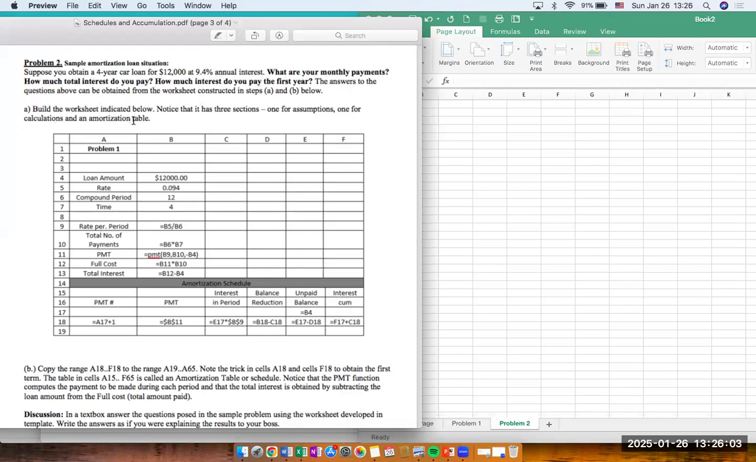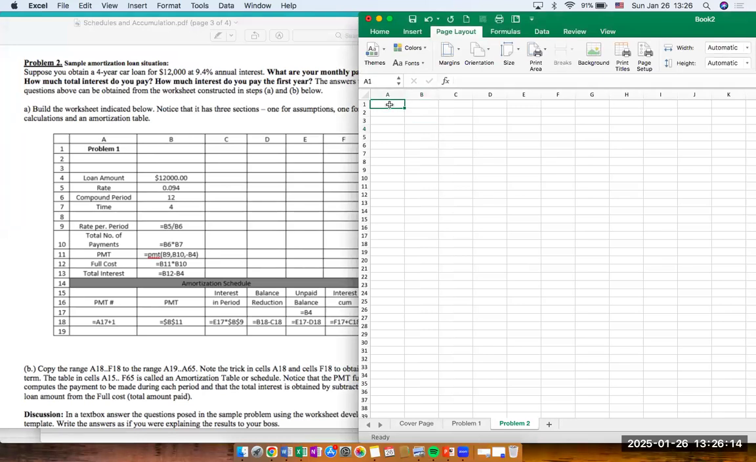So build the worksheet indicated below. Notice that it has 3 sections, one for assumptions and one for calculations, and then the table. So it's just right here. So let's go ahead and copy this. And it says problem 1 at the top. It really should say problem 2.